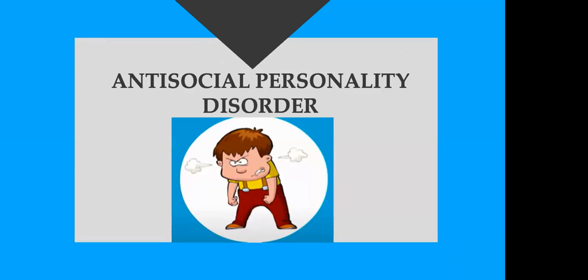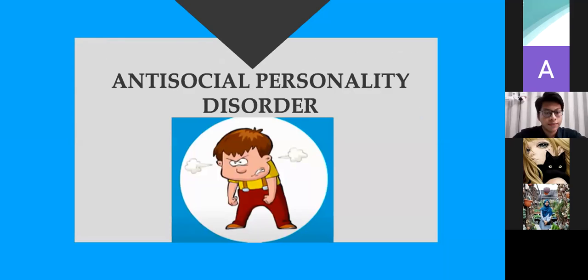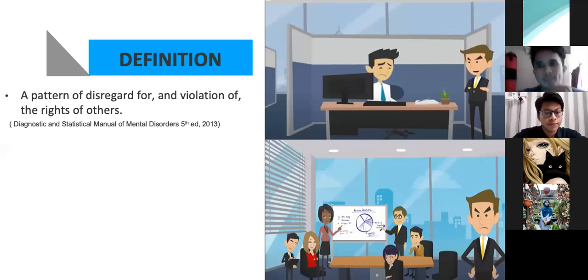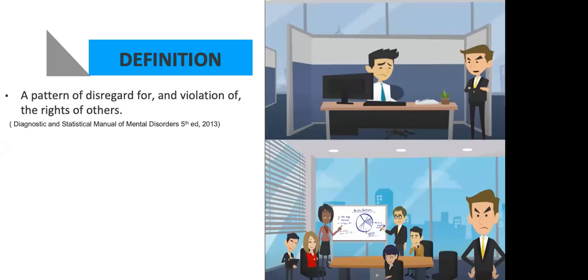So we first move on with antisocial personality disorder. Antisocial personality disorder is defined as a pattern of disregard for and violation of the rights of others. It means that patients with this type of disorder tend not to care for others or for others' rights. Next.